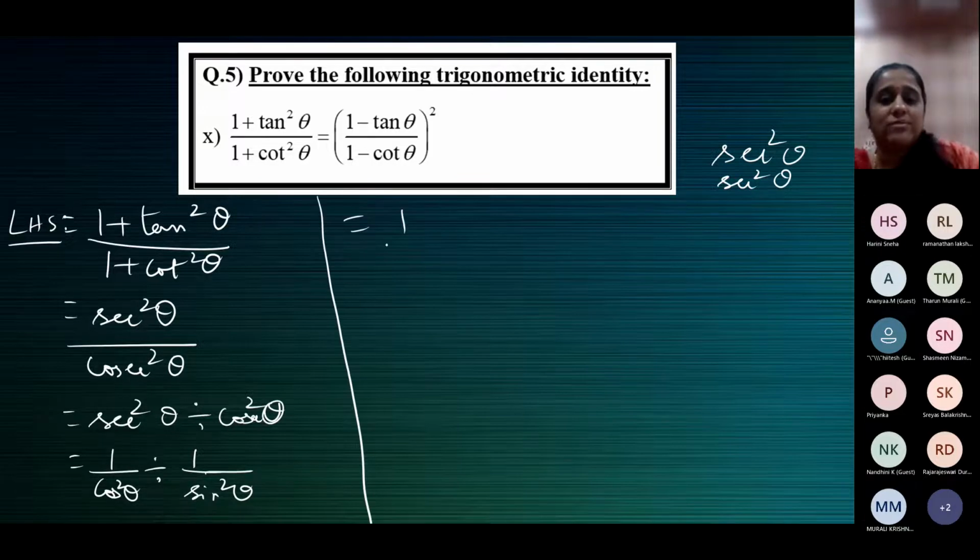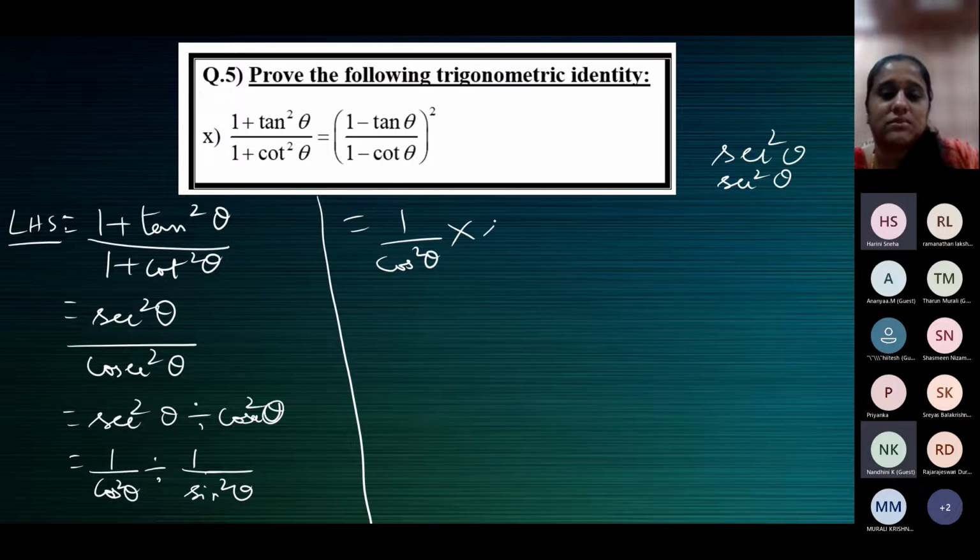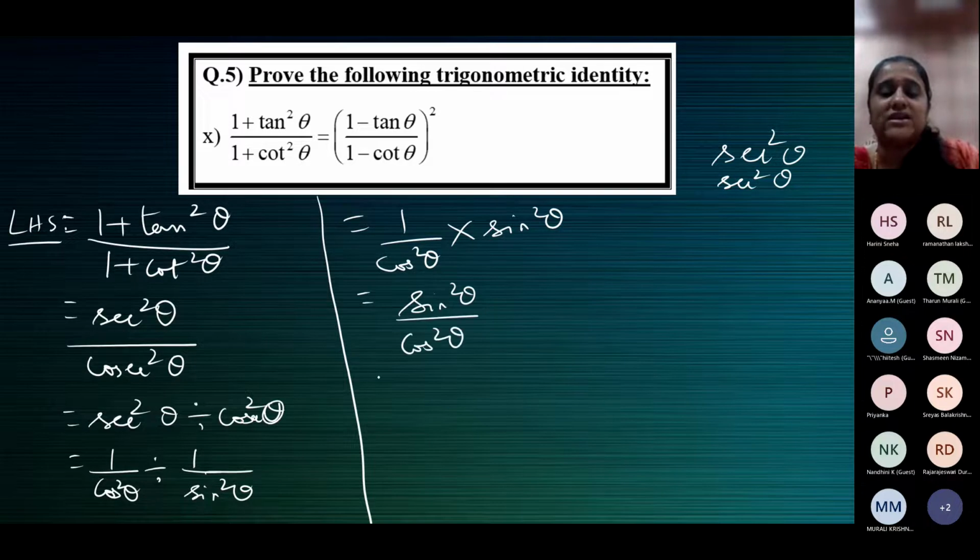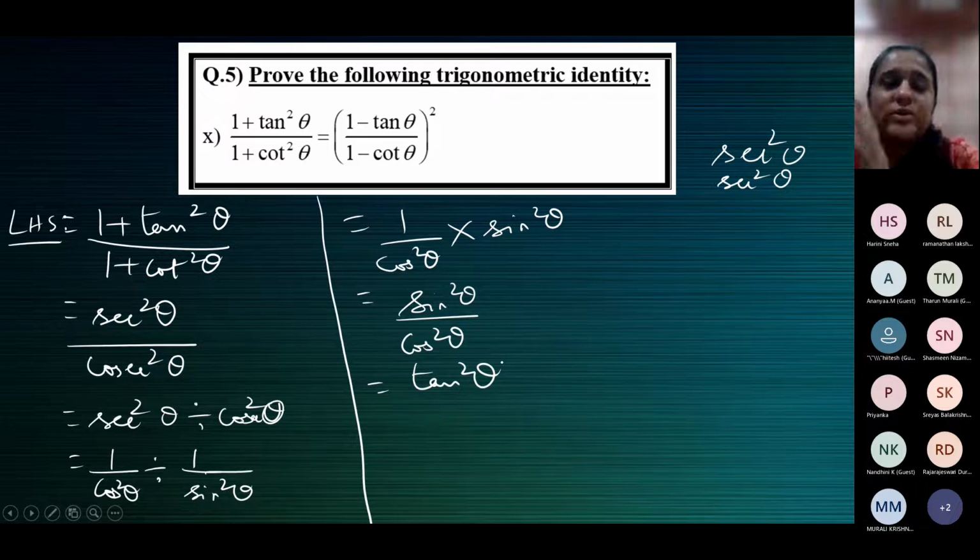Then 1 by cos square theta into sin square theta by 1. So this is nothing but sin square theta by cos square theta. What is sin square theta by cos square theta? Tan square theta. That's all. We have not got the RHS yet, so now we can take the RHS and work.